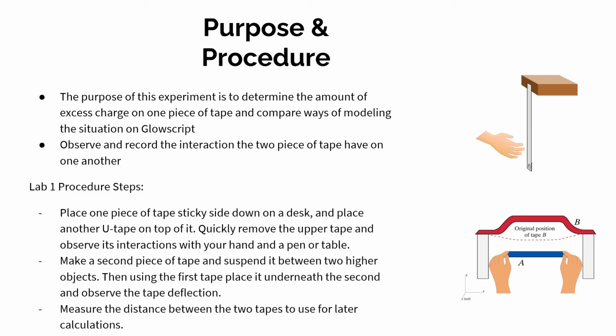So purpose and procedure for this lab, the purpose was to determine the amount of excess charge on one piece of tape and compare the different ways of modeling to the situation that was happening in GlowScript. We also wanted to observe and record the interaction the two pieces of tape have on each other on a physical level. So based on the Lab 1 procedural steps, we placed one piece of tape, sticky side down on a desk, placed another U-tape on top of it, quickly removed to make a U-tape, and then using different objects we determined the charge, and also levitated a separate piece of tape labeled tape B to determine the forces that would be acting on it.